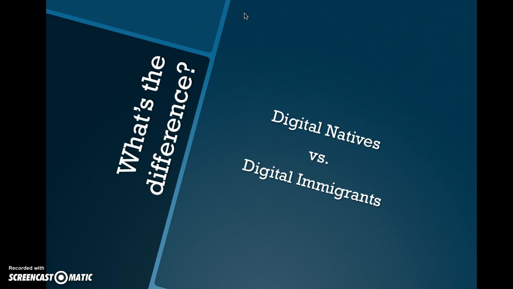So, digital immigrants are the ones who have immigrated into this world of technology and have had to learn it as an addition to life itself. Whereas with the digital natives, technology is part of who they are. It's part of how they interact with society. It's part of how they interact with their friends. It's part of the fabric of their life. So they don't know what life is without technology.